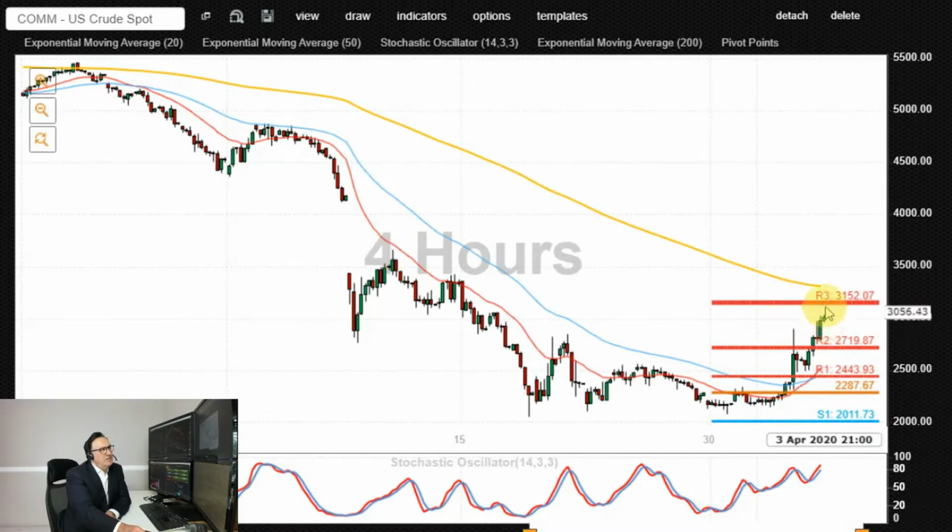Alternatively, if we see a rally into 31.50 and a rejection, or a gradual move lower and the loss of 27.20, that would negate the bullish outlook, potentially targeting corrective pullback towards 25, 24.40, possibly even 23 to the downside.